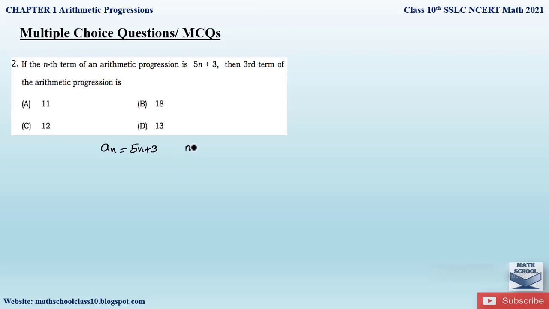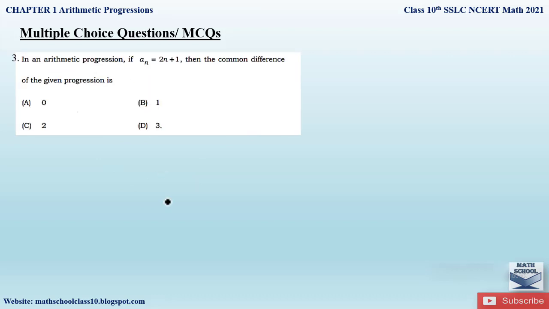So the n value will be equal to 3. So our a3, or the third term, will be 5 into 3 plus 3. Right, so 5 3s are 15 plus 3 will be equal to 18. So our third term is 18. So the correct option is option B. Don't get confused with the questions. Always read the question properly and answer it.